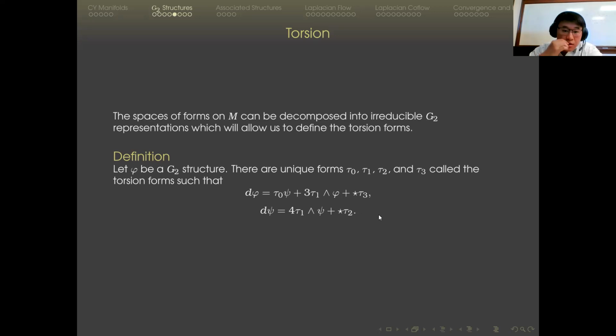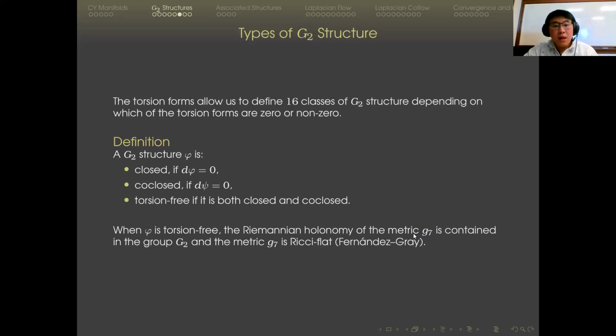So these are of the correct degree. The tau 1s over here are indeed the same form. That can be checked. There's proof in some of the literature out there. But what this gives us is 4 independent torsion forms, which allow us to define classes of G2 structures. With the 4 independent torsion forms, they can either be 0 or non-zero. So with 2 choices each, we get 16 classes. And we will care about 3 of them today.